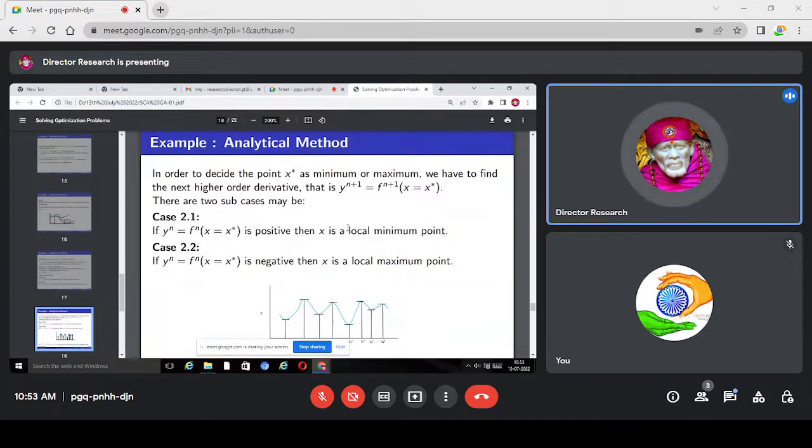Analytical method: in order to decide whether the point x star is a maximum or minimum, we have to find the next higher order derivative, y to the power n plus 1, which is equal to f to the power n plus 1 of x, at x is equal to x star.